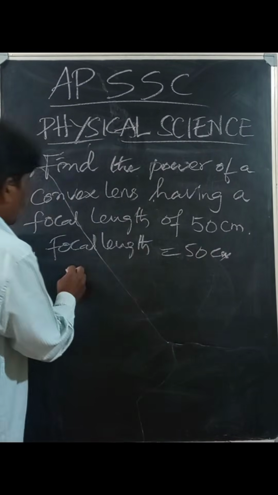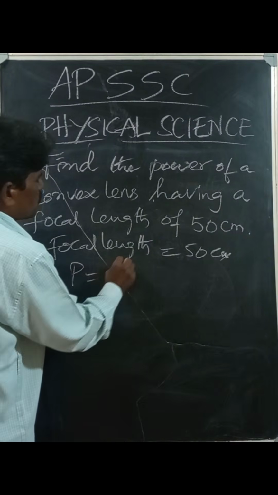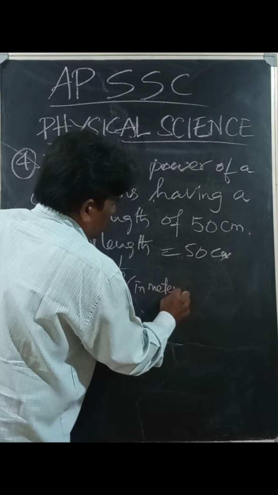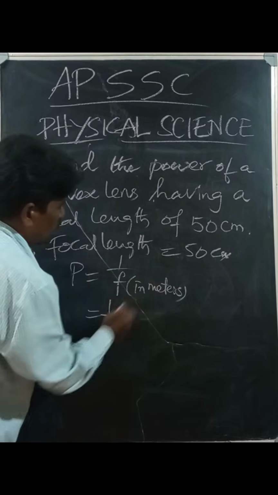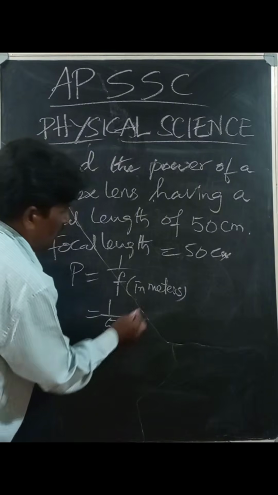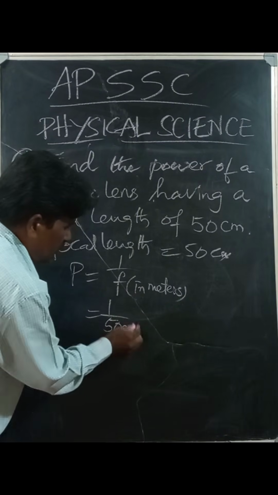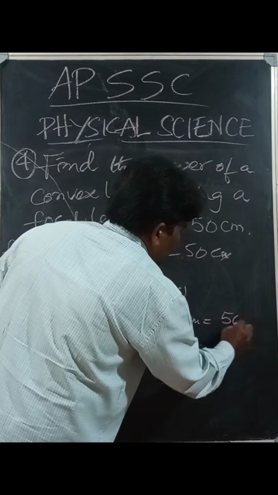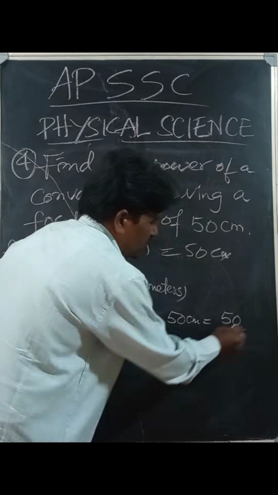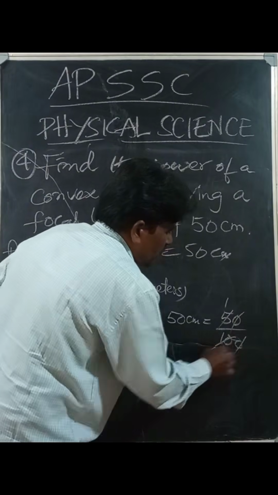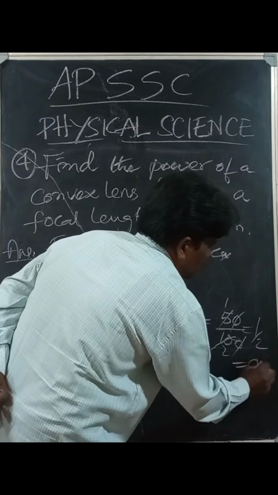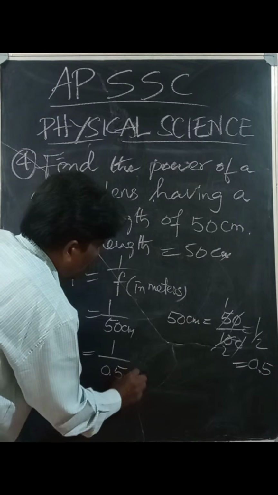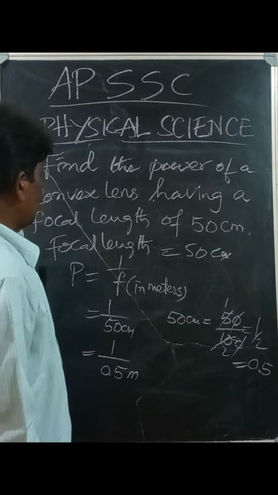So we have P is equal to 1 by F, where F is in meters. That equals 1 by F, and the F value is 50 centimeters. But we want it in meters, that's why 50 centimeters converts into meters, which becomes 50 by 100. So 0 cancels, 5 ones are 5, 5 twos are 10, so 1 by 2. 1 by 2 means 0.5. So P equals 1 by 0.5 meters.